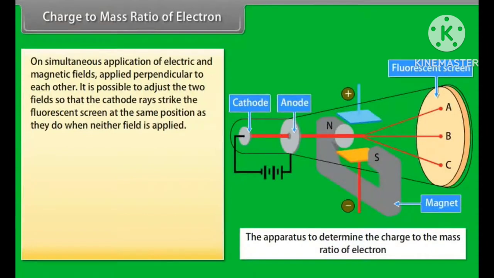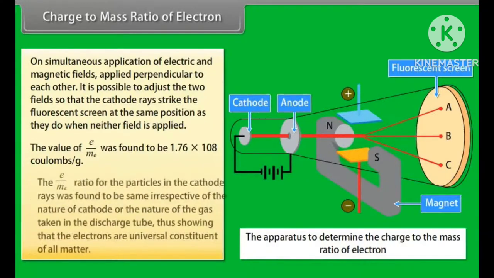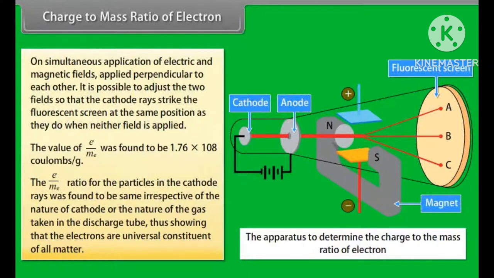Charge to mass ratio of electron. On simultaneous application of electric and magnetic fields applied perpendicular to each other, it is possible to adjust the two fields so that the cathode rays strike the fluorescent screen at the same position as they do when neither field is applied. The value of the charge to mass ratio of the electrons was found to be 1.76 x 10^8 coulombs per gram. The e/m ratio for the particles in the cathode rays was found to be the same irrespective of the nature of the cathode or the nature of the gas taken in the discharge tube, thus showing that the electrons are a universal constituent of all matter.